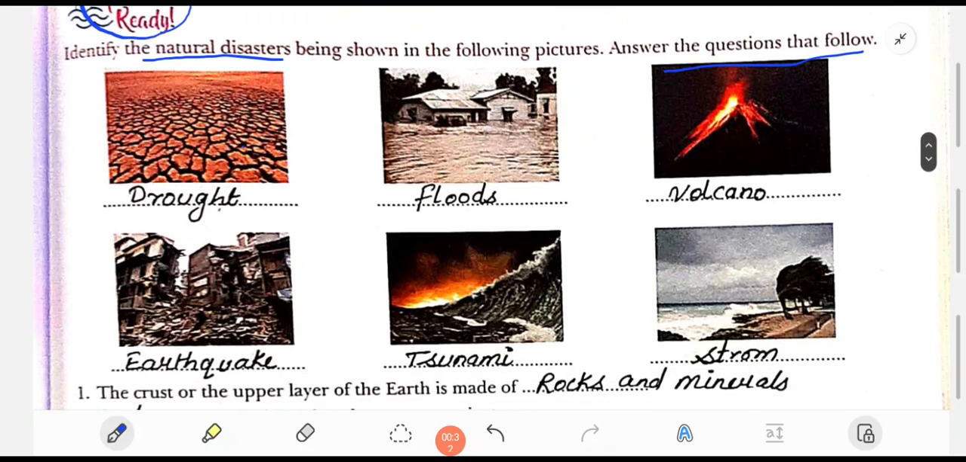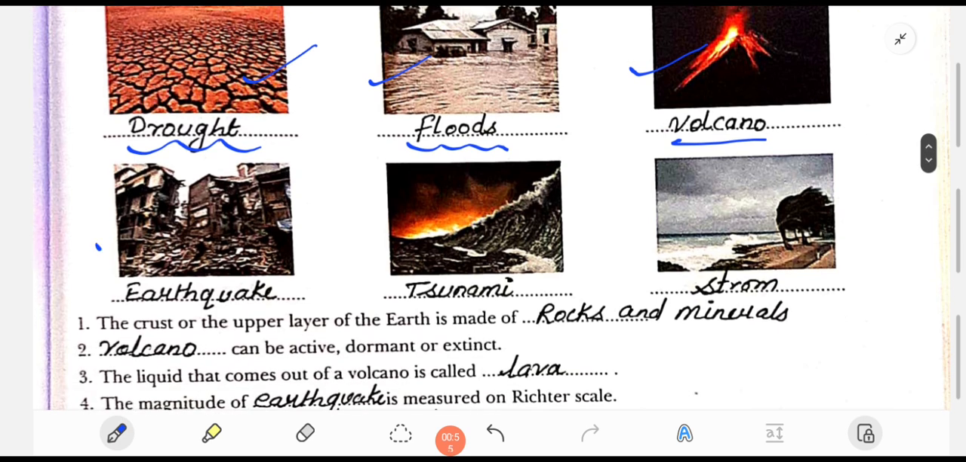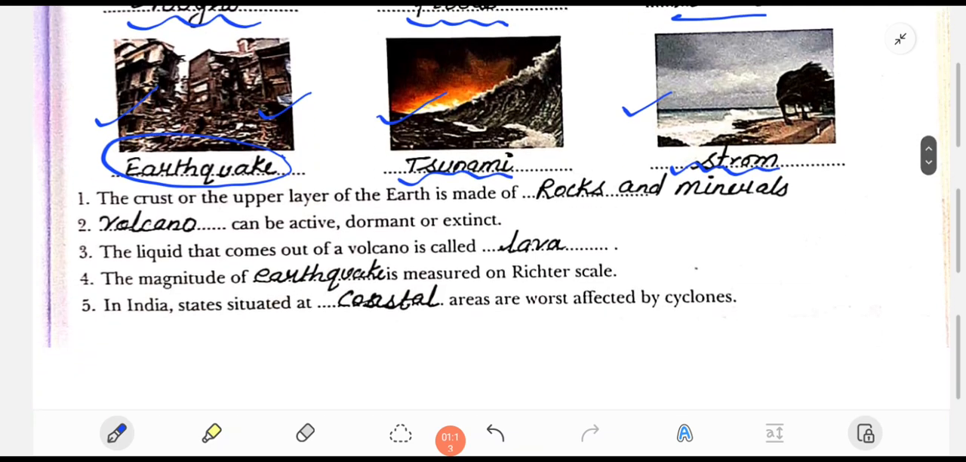So here I can see the first picture is of drought, where there is the scarcity of water, there are cracks on the land. This picture is of the flood, where all around you can see water. Then this is the picture of the volcano, where the lava is flowing down from the mountain. Then this picture is of earthquake. I can see here the houses and the buildings crashed over. Then the fifth picture is of tsunami. Then this picture is of storm. Now here we need to answer the following questions.